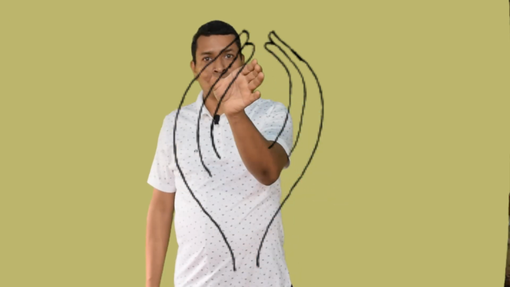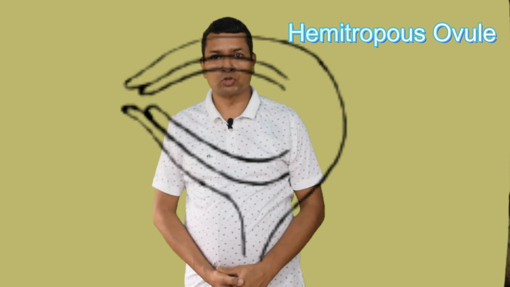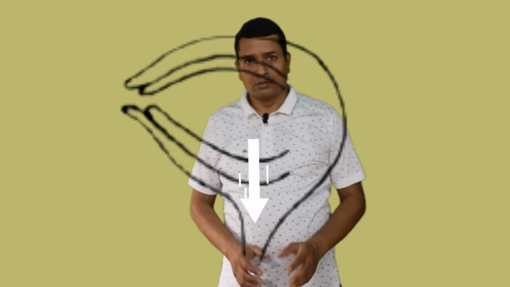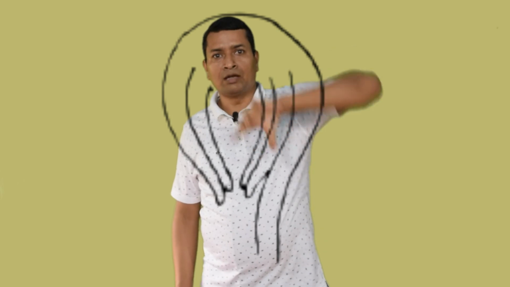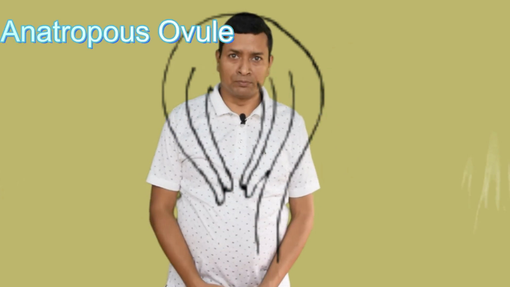Now this ovule rotates and finally it forms the hemitropous ovule. So this is the hemitropous ovule. Here the angle between the micropyle and the funicle is 90-degree. The hemitropous ovule now rotates 90-degree and forms the anatropous ovule. This is the anatropous ovule.